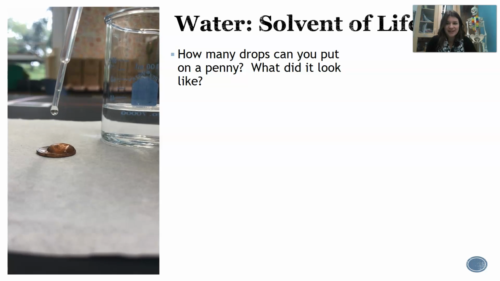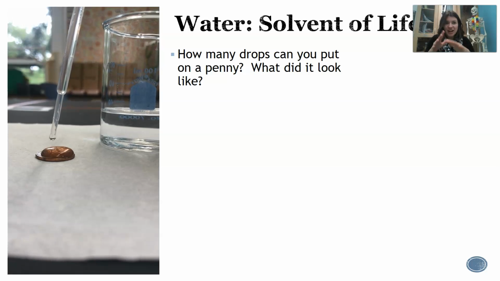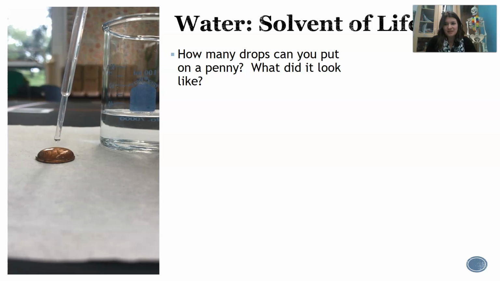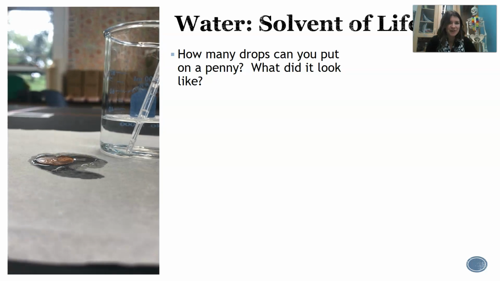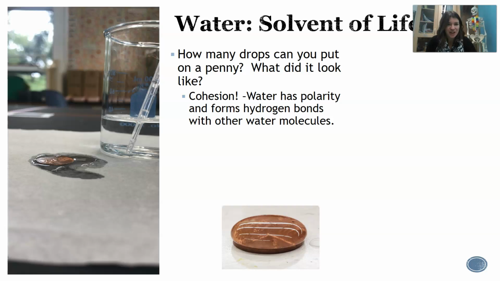I went a little quick, so I didn't get too many, but I want you to look at the structure or the shape that you see on top of that penny. It's got a very interesting shape. Some pennies are better depending on if they're cleaner or not. But what I hope you noticed is that you've got this kind of bubble shape on the top of the penny. And the reason that we see this is because of cohesion. So water has polarity, okay, and it'll form hydrogen bonds with other water molecules.